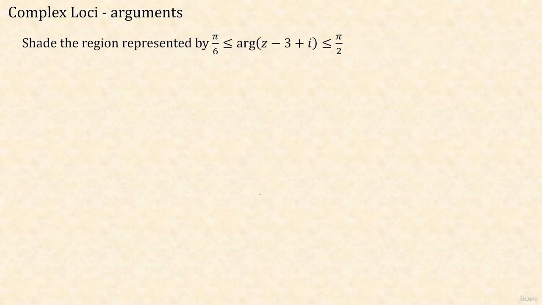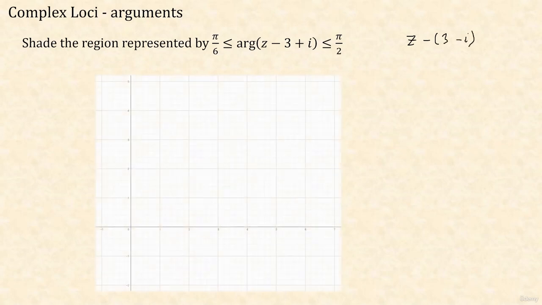Okay, let's now think about regions. So shade the region represented by, what we've got here is that the argument of z minus 3 plus i is between pi over 6 and pi over 2. So let's do our same trick of saying, well, if it's z minus 3 plus i, it's z minus 3 minus i.